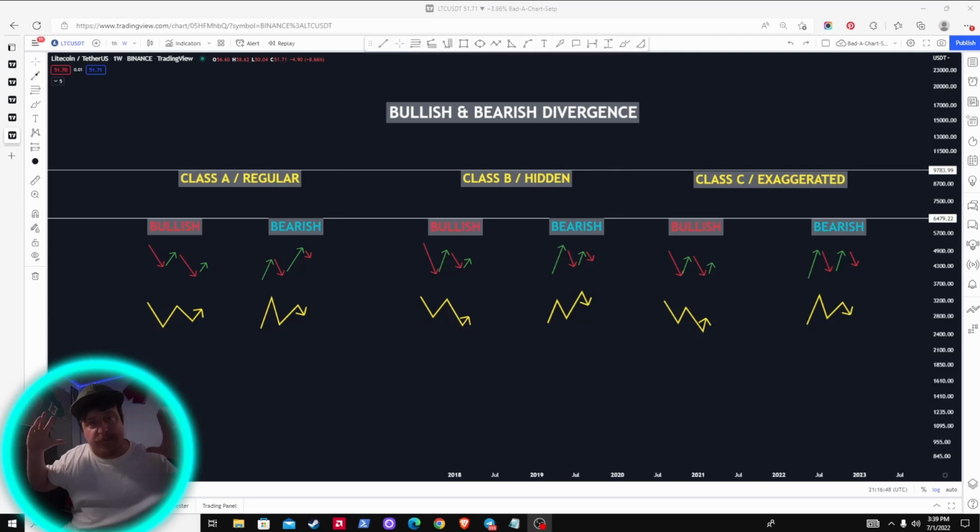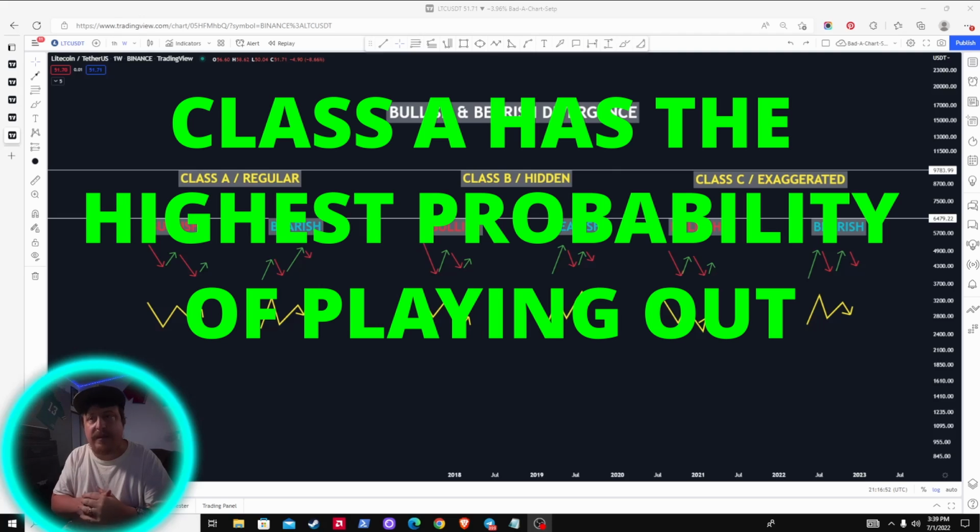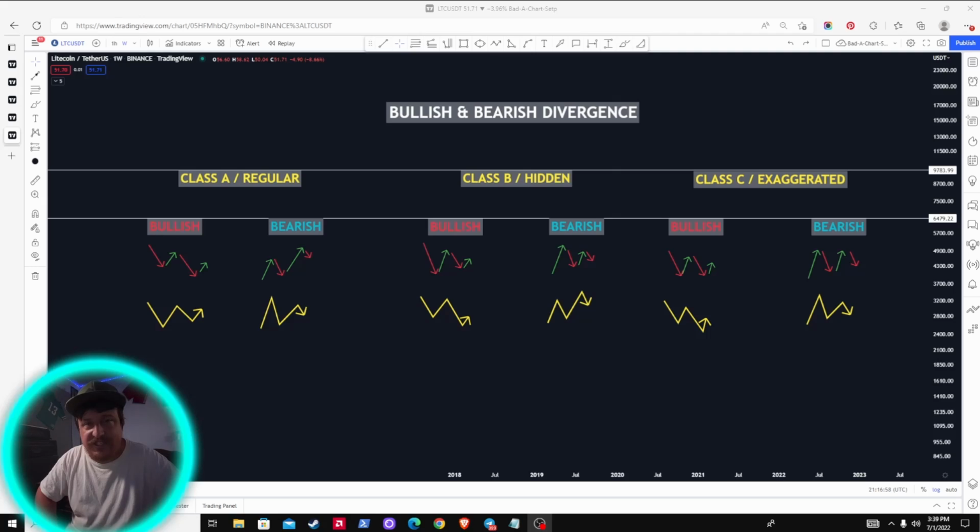Also, super quick before we move on to the other two, I want you to know that Class A is the most commonly used in trading, and it has the highest percentage or probability of actually playing out. Obviously, divergence is just like everything else in trading. You use it in confluence with other things, which we'll explain once we give examples on price action. But just know that this is the main one that you want to be focused on. I'm going to briefly explain the other two a little bit quicker than Class A, but Class A is the most common one.